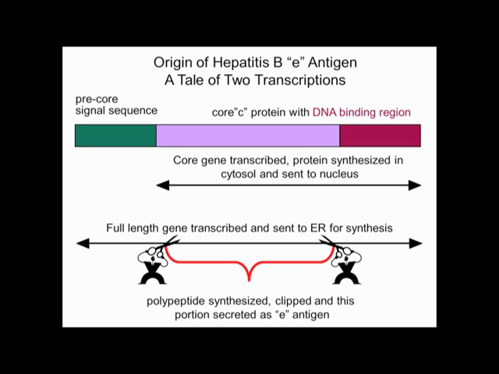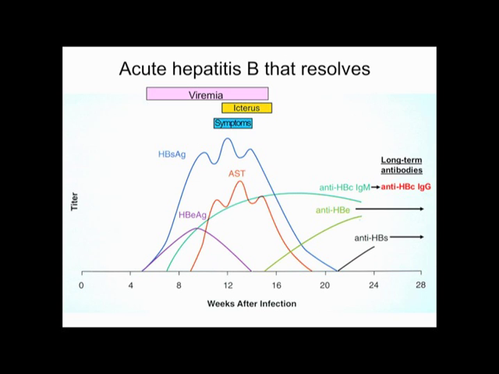However, there is an alternatively spliced version, which is just the purple part. Again, it's a mistake as far as we can tell. That part will go to the ER because it's got a signal sequence, and it gets transcribed, but it doesn't have the DNA binding region. So it's floating loose in the ER, and it gets shipped out by exocytosis with everything else. And so this is the E protein. It's a shortened version of the core protein.